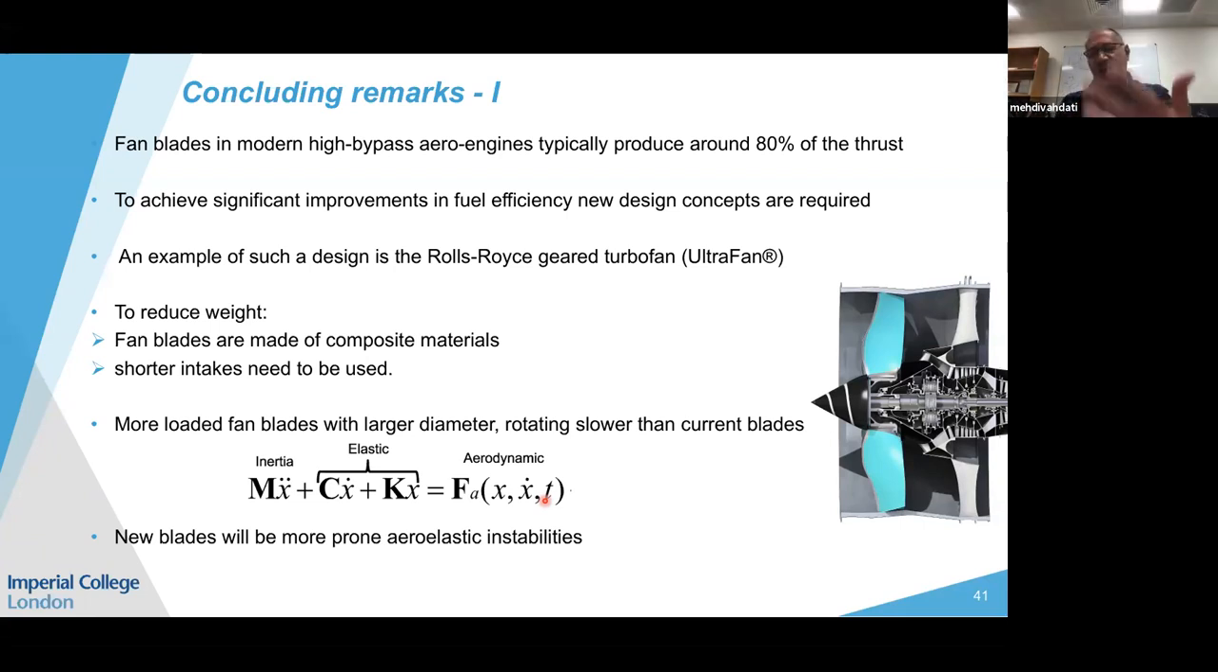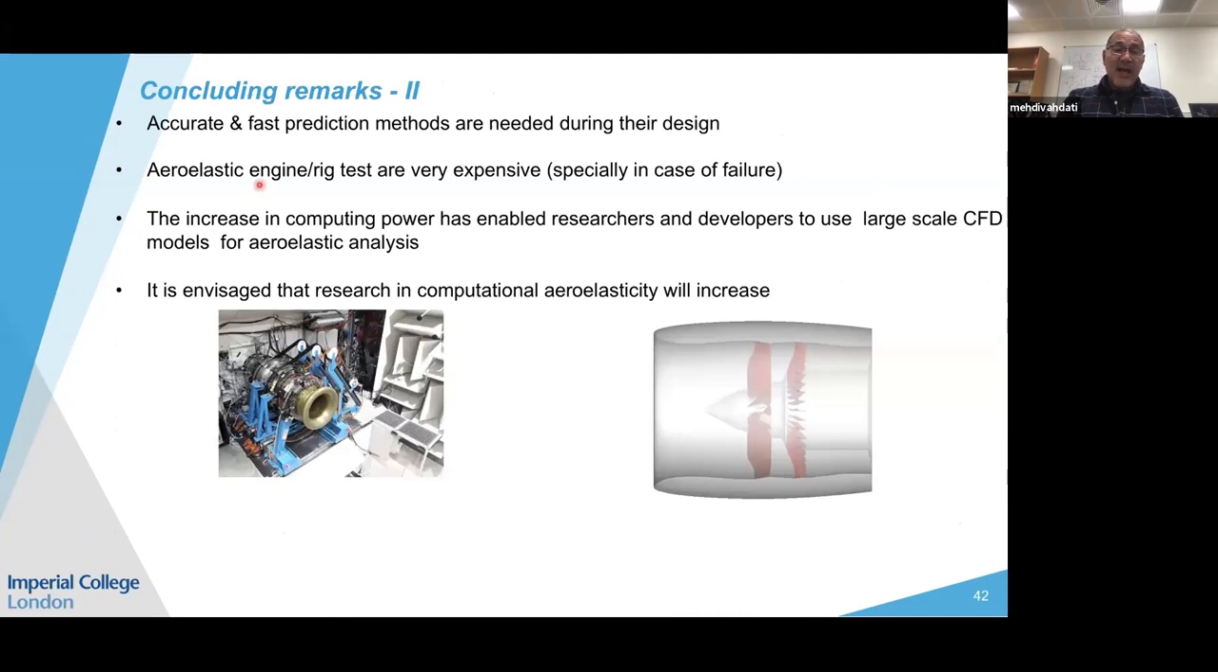Also, the shorter intake, without going too much into detail, means that your flutter speed moves to a higher speed, and consequently it can be within your design speed. So accurate and fast prediction is needed during design. The other thing is that aeroelastic engine rig tests are very expensive, especially in case of failure. If you design a rig and it fails, you're going to lose a lot of money without getting much data.